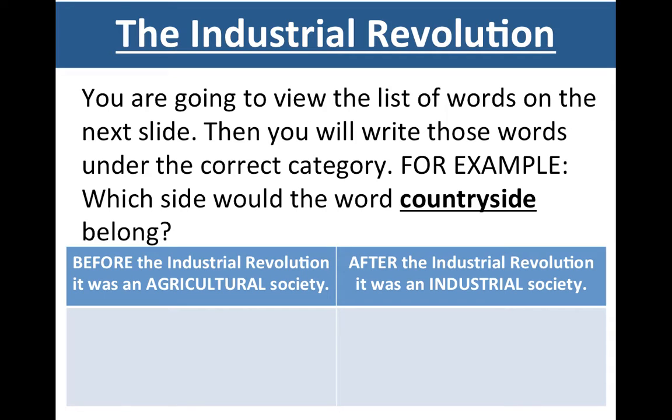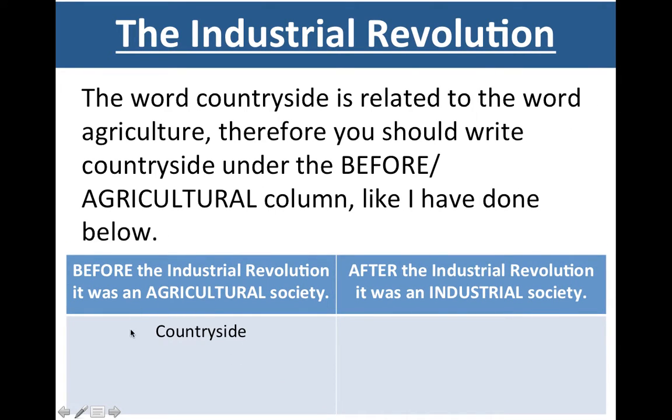For example, if you see the word countryside, which is here, what column would the word countryside belong under? Does countryside relate to agricultural society, or does countryside relate to industrial? This is where you have to have background knowledge from 6th grade when you guys talked about the agricultural revolution. Agricultural has to deal with farming and land. So countryside most definitely would fit under agricultural society. The word countryside is related to the word agriculture. Therefore, you should write countryside under the before agricultural column like I have done below.